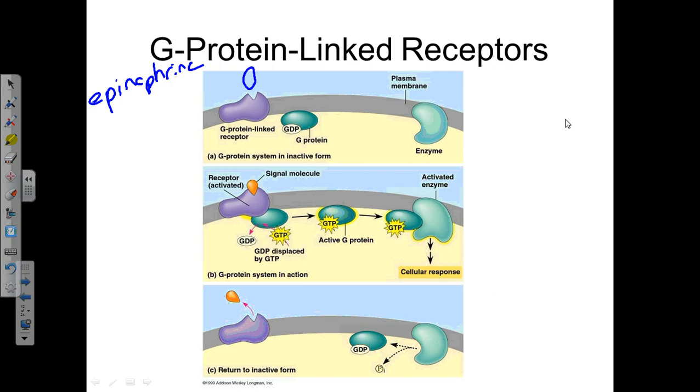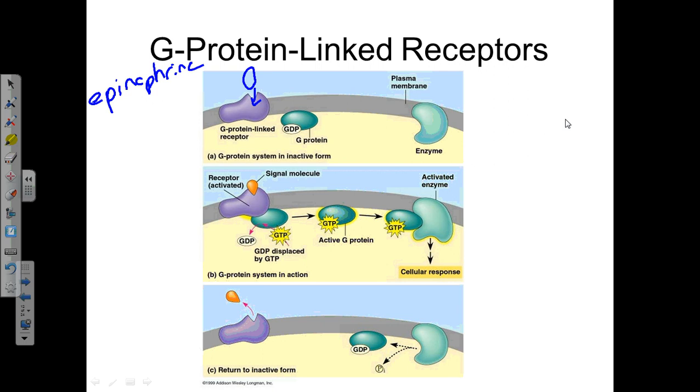Cell in your liver. So epinephrine comes in and binds to a receptor. The kind of receptor that it binds to is called a G protein receptor. It's got to fit, just like a lock and a key, just like with an enzyme. And when it binds to that receptor, what happens to the receptor?